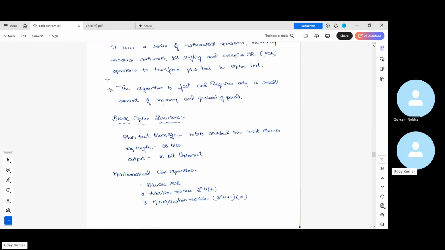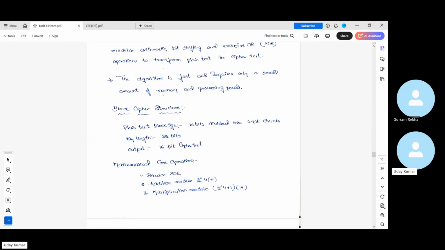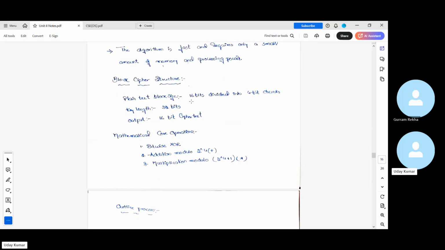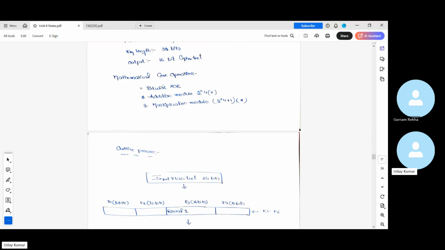So this is the line that we are mentioning for IDEA. The block cipher structure is: the plain text block size is 64 bits divided into four 16-bit chunks, and key length is 128 bits. The output is obviously 64-bit ciphertext. The mathematical core operations are XOR, addition modulo, and multiplication modulo. This is plus, this is asterisk.